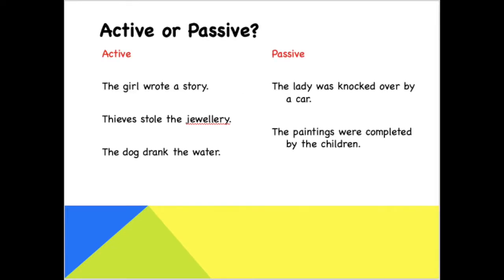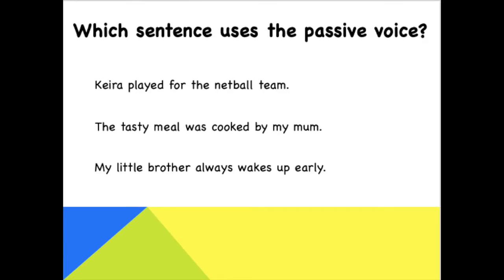And here are the answers. How did you get on? So our active sentences: the girl wrote a story, thieves stole the jewellery, the dog drank the water. And then the passive: the lady was knocked over by a car, the paintings were completed by the children. How did you get on? I hope you got those right. And on to the next slide.